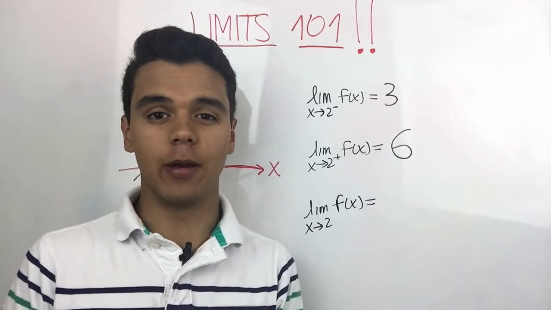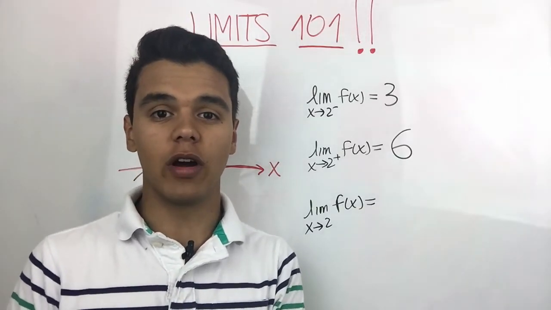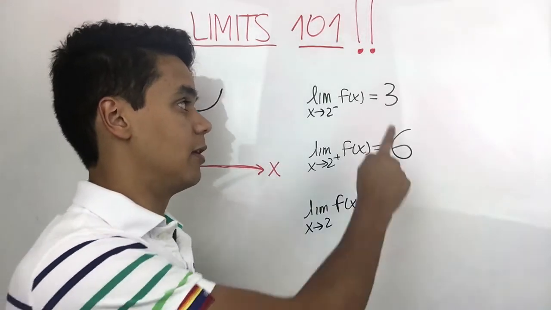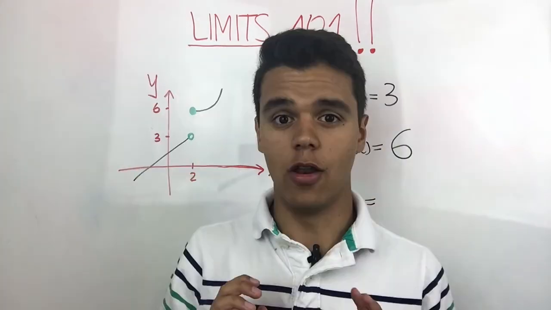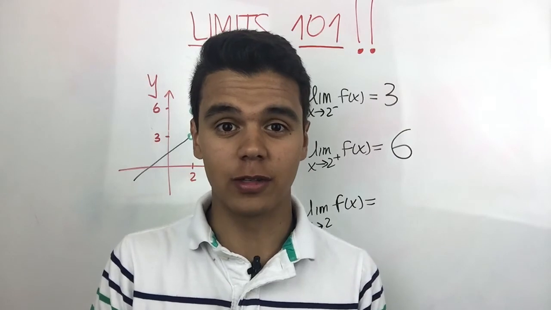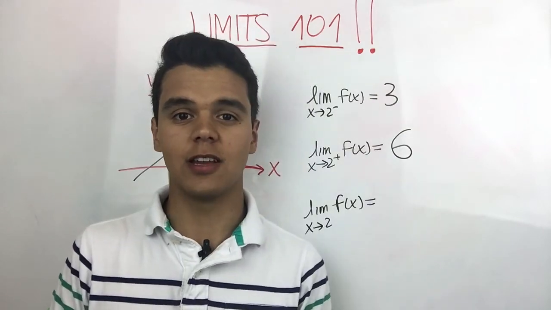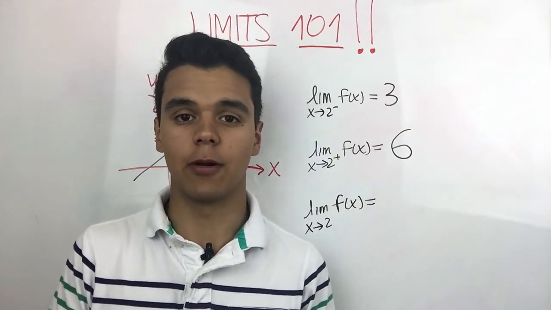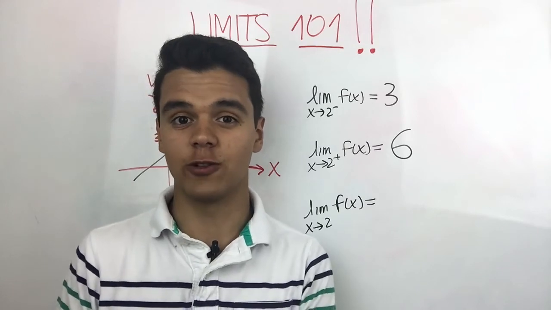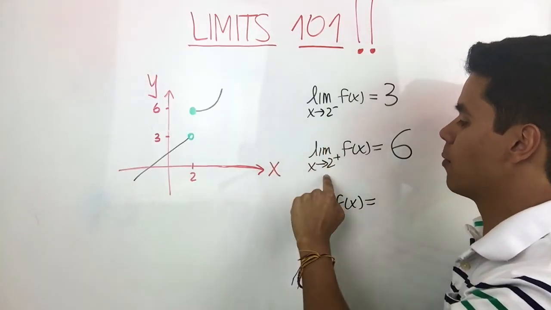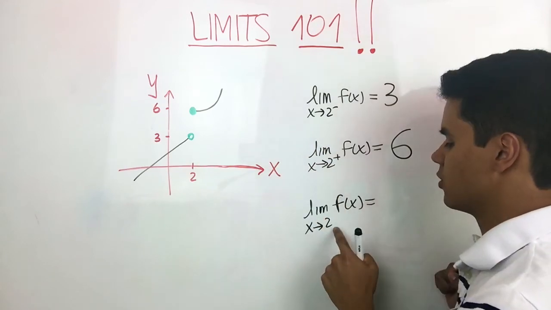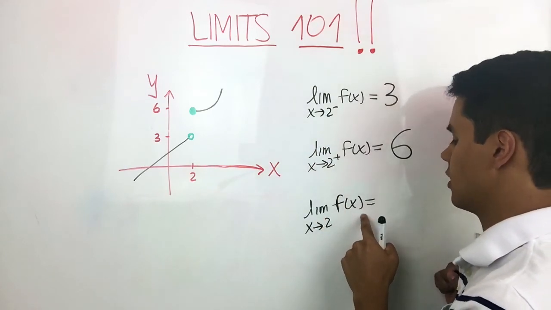Now that we have both limits, I want you to think about what value our limit is going to be. Is it going to be 3? Is it going to be 6? Is it going to be the average in between the two of them? No. And that's how the following theorem is going to help us out. It says that a limit exists as long as the limits from the left and from the right are equal to each other. In this example, our limit from the left is different from the limit from the right. The limit as x approaches 2 of f of x does not exist.